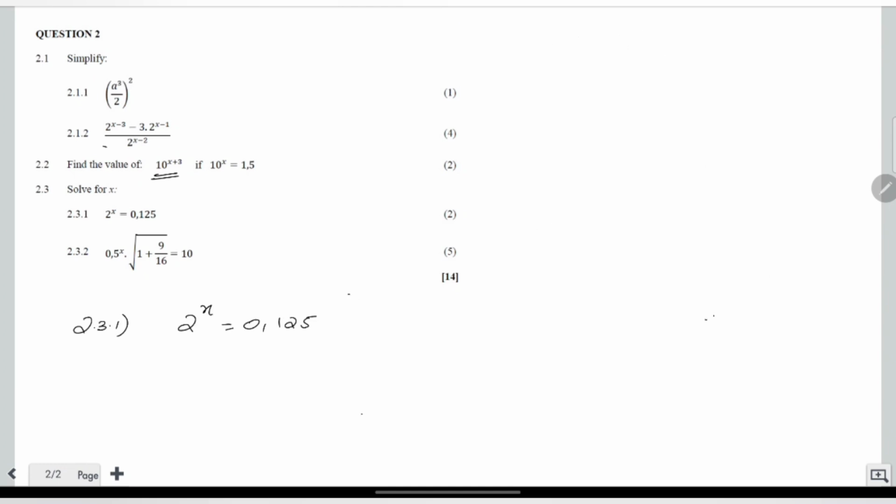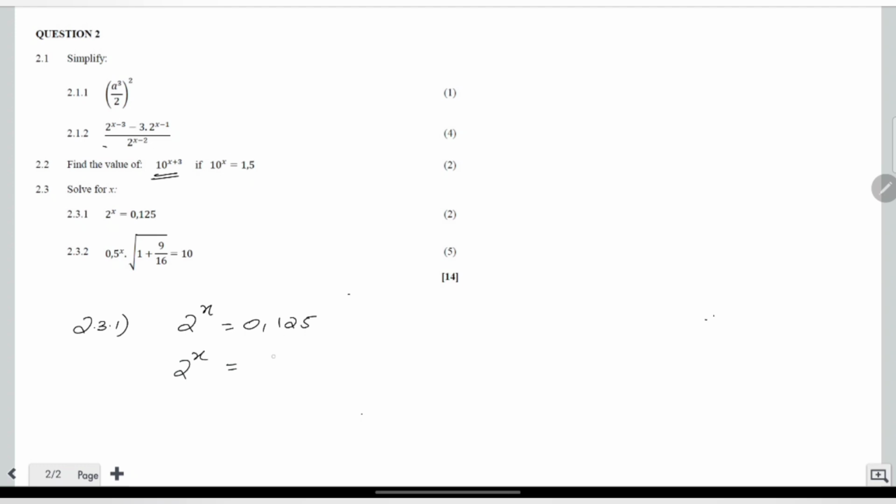Now coming to solve for x, where exponential forms are involved. What is the first question? 2 to the power x is equal to 0,125. In exponential form, solve for x, in grade 11 we are using the comparison method. Both sides you must have the same base. Here the base is 2, isn't it? So for the right hand side number, is it possible to make an exponential form with the base 2? Yes, it's possible. I will show you.